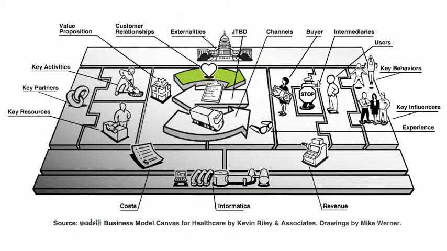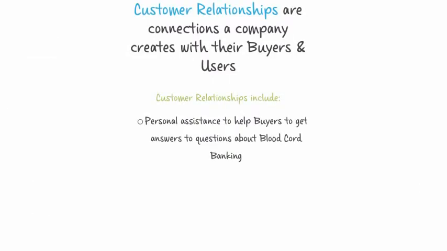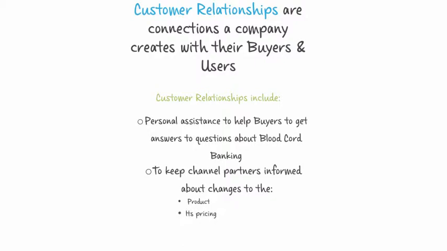Customer relationships are a connection a company creates with their buyers and users. In this business model, there are two main customer relationships that must be maintained. The first is personal assistance to help buyers get answers to questions about blood cord banking. And the second is account maintenance to keep channel partners informed about changes to the product, its pricing, the diseases and disorders it cures, as well as changes to the industry.